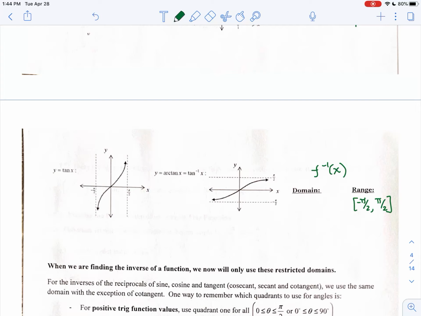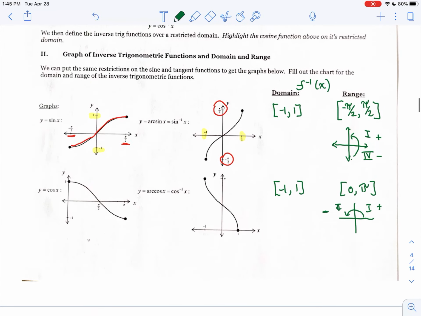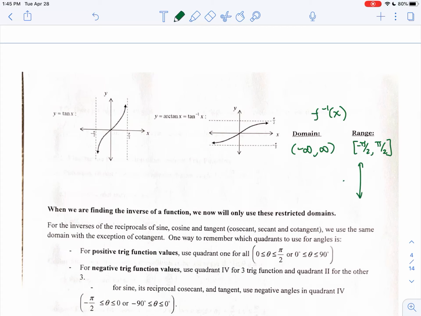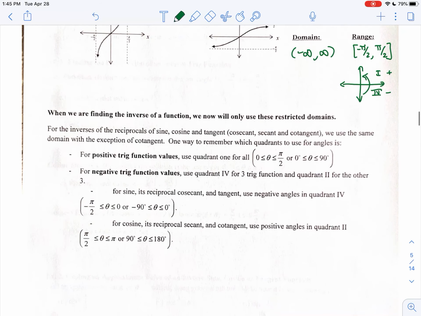The domain was negative infinity to infinity for the original function, so now it becomes the range... the domain of the inverse function, so negative infinity to infinity. Okay, if you think about negative pi over 2 to pi over 2, well, that's the same thing as sine above here. So for inverse tangent, you can have values in the first and the fourth quadrant, where the first is positive and the fourth it's negative. So the restrictions on the domains are discussed below here.